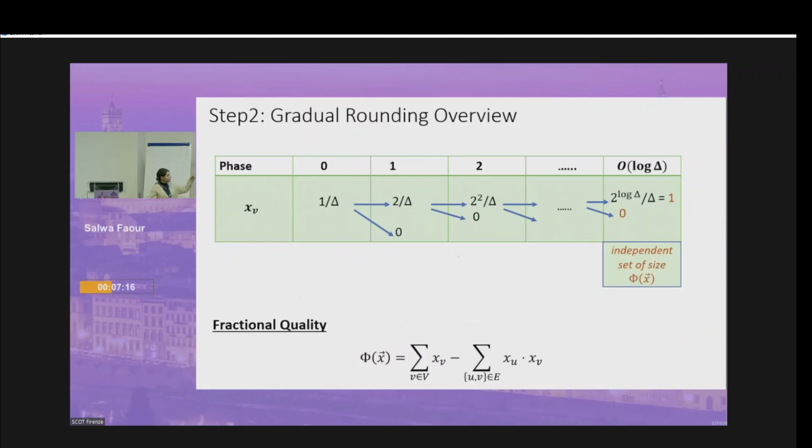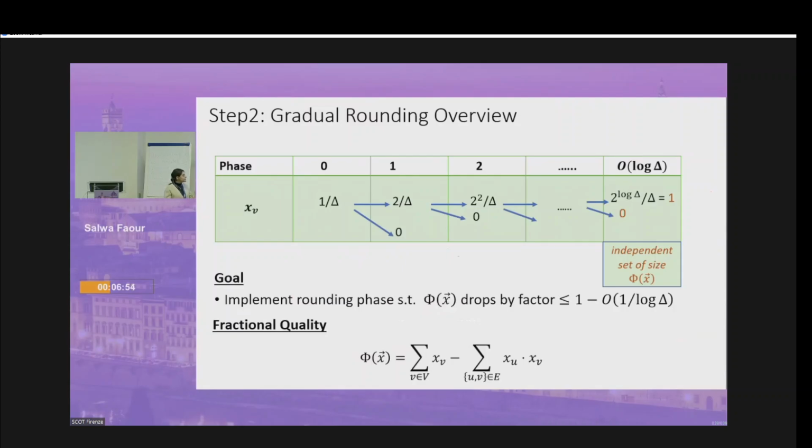And the point here is that I'm able to deterministically mark my nodes. And I also get an independent set if I run that algorithm, which now is deterministic, of size that fractional quality, which is simply the number of marked nodes minus unmarked nodes now. But the goal is to implement these surrounding phases such that this quality, this phi, doesn't drop too much, by at most a 1 minus 1 over log delta factor.